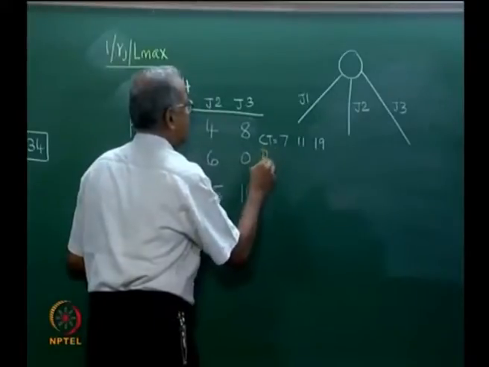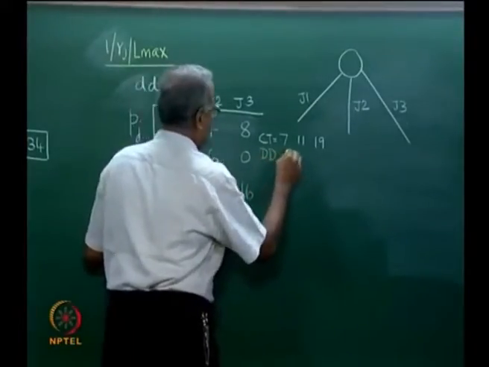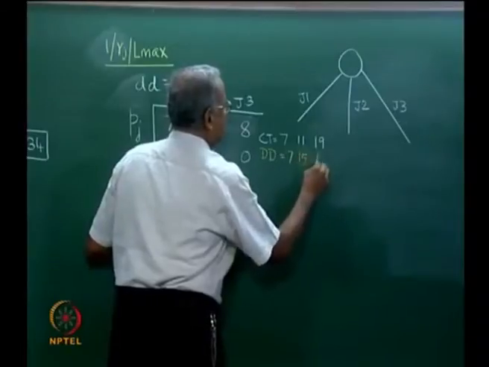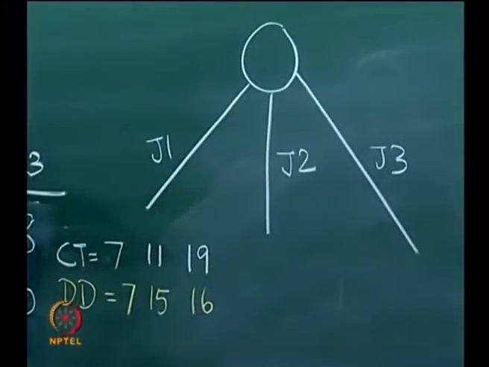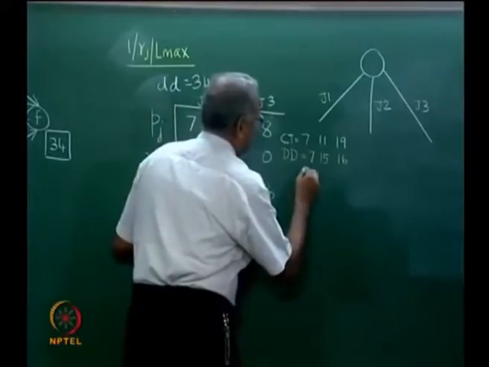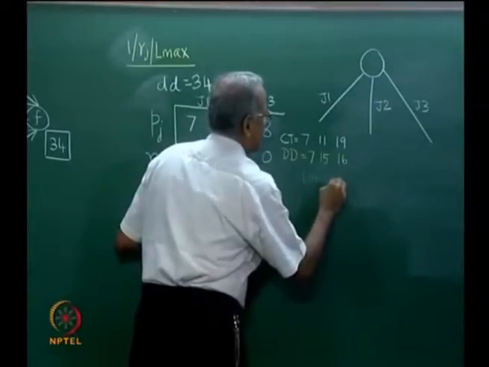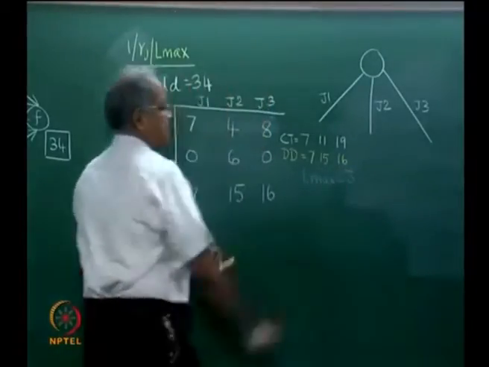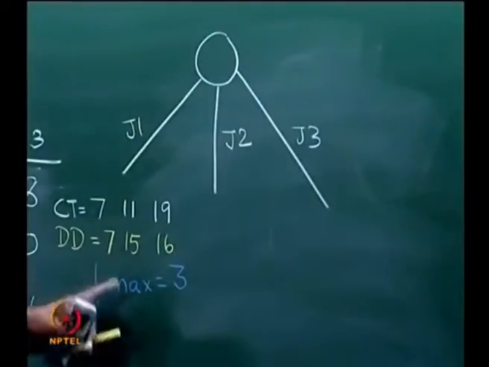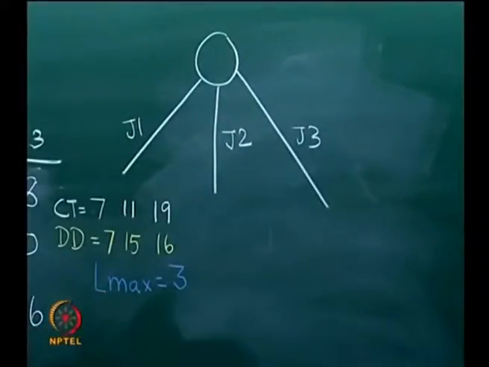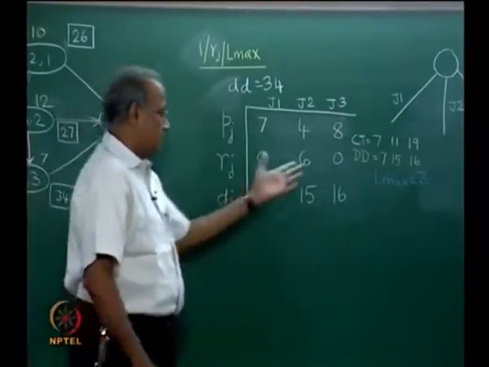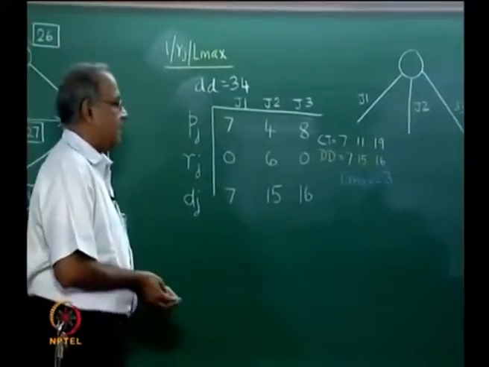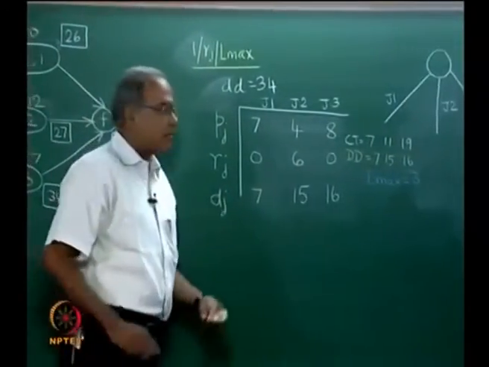The due dates are 7, 15 and 16. So only one job is tardy. From this we find that Lmax is 3. There is only one tardy job, so it gives us Lmax equal to 3. We also observe that when we apply this preemptive EDD rule, we get a feasible solution with Lmax equal to 3.